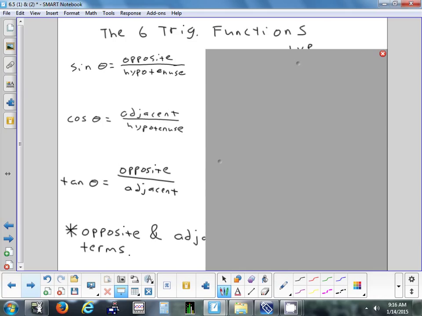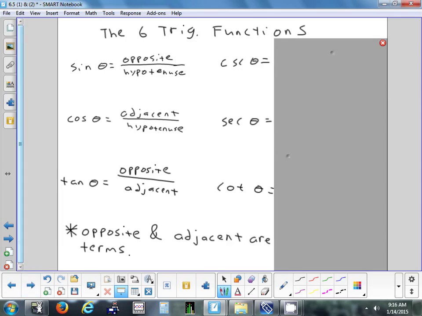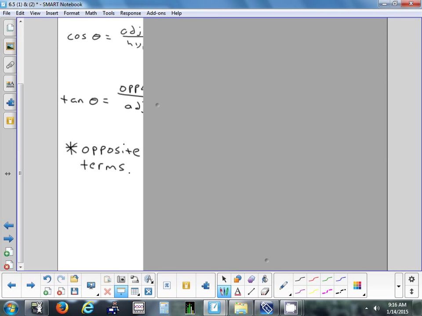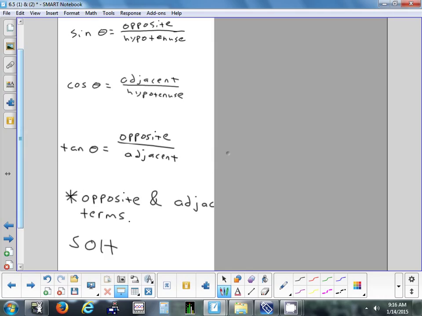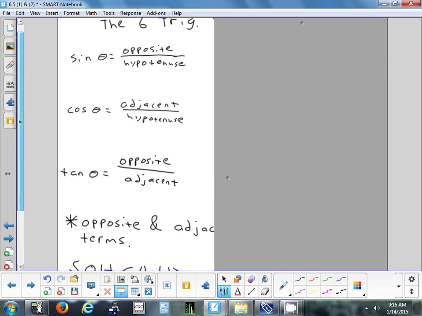Sine is opposite over hypotenuse, SOH. Cosine is adjacent over hypotenuse, CAH. Tangent is opposite over adjacent, TOA. So it's kind of a quick way to try to remember those trig functions.